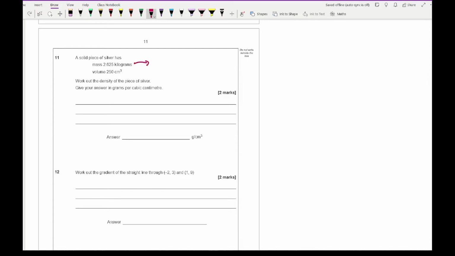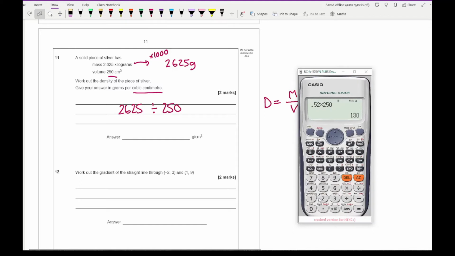How do we do that? Well, we multiply by 1,000. So that's going to be 2625 grams. And then the volume is in cubic centimeters, so that's fine. And density equals mass over volume. So what I then need to do is 2625 divided by 250. And again, on the calculator, 2625 divided by 250 equals 10.5.